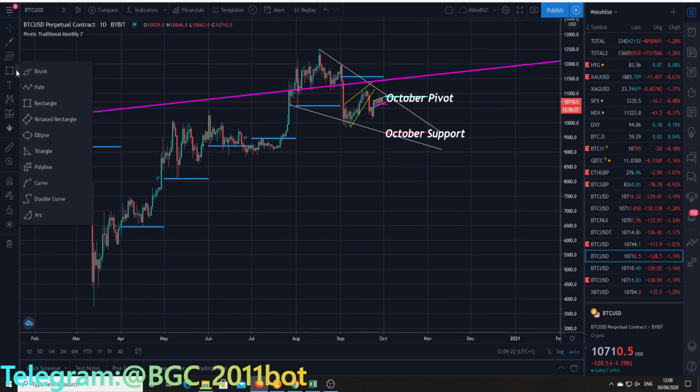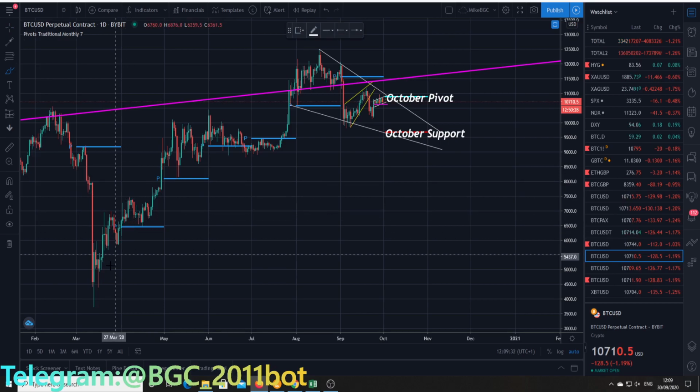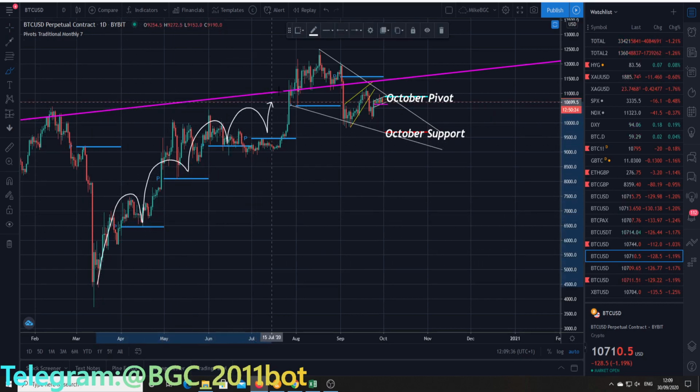If I bring the monthly pivots, if you see what we have got here, the previous 6 monthly pivots are ascending. If you check this one, it's going up, going up, going up. But now the October one is going to be lower than the September one, which is not a good sign.